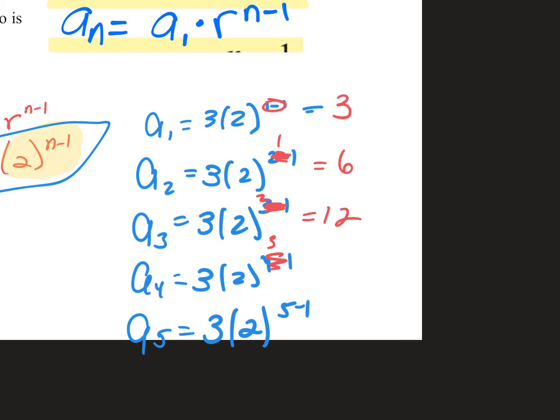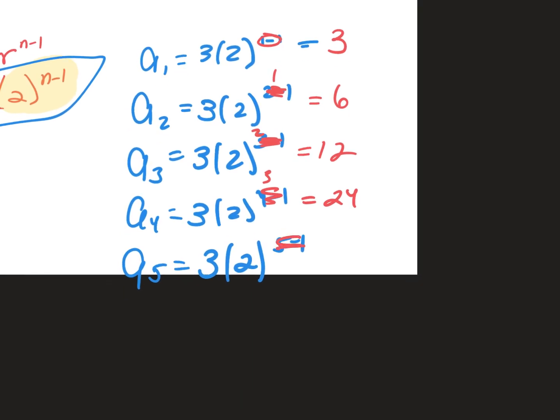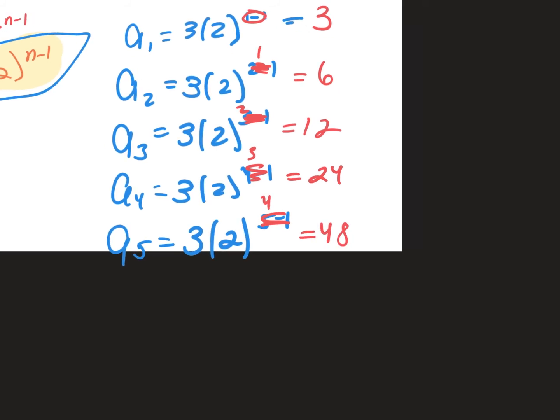8, good. And 8 times 3 is 24. And then I have 5 minus 1 is 4. So 2 to the 4th power, 16, right? Times 3 is 48. So the first 5 terms are 3, 6, 12, 24, and 48.